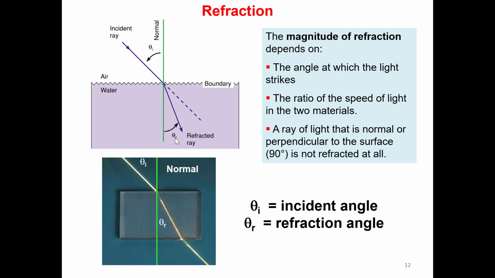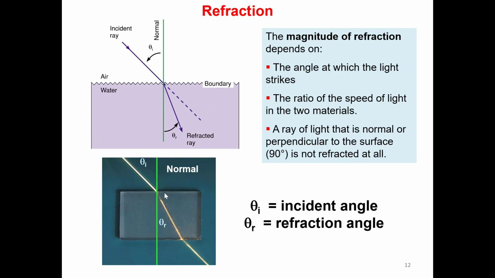Now we will use the normal line to define these angles. The normal line, remember, is the line that is perpendicular to the surface. It's an imaginary line; we have to draw this line. The angle from the normal line to the incident ray corresponds to the incident angle. And the angle from the normal line to the refracted ray, the ray we can see in the other material, is called the refraction angle.